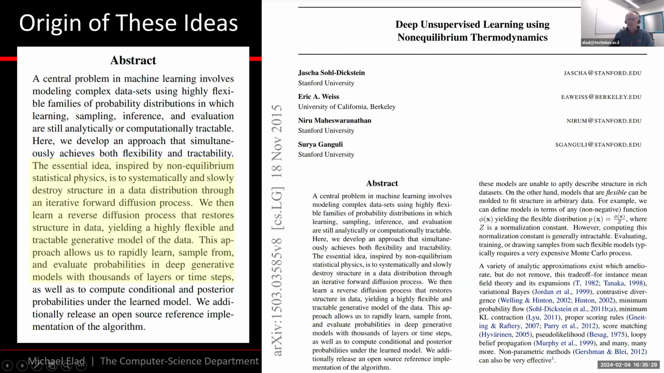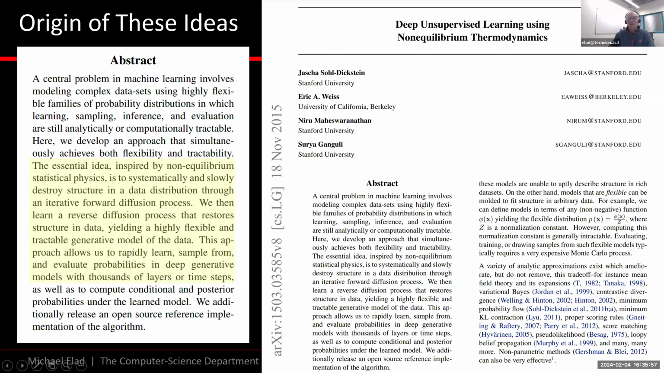Okay, so now I'm going to read this yellowish part here, because it will give us the picture of what they are trying to convey. The essential idea, inspired by non-equilibrium statistical physics, is to systematically and slowly destroy structure in a data distribution through an iterative forward diffusion process. So basically what they are saying here, we will introduce some sort of a process where the data is being replaced by noise. This is the forward process.